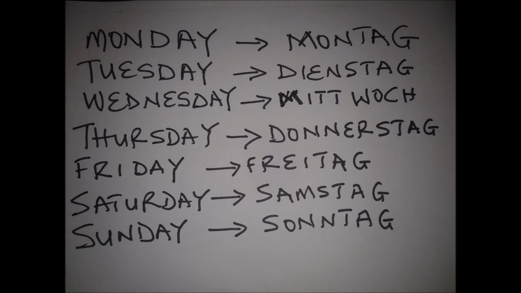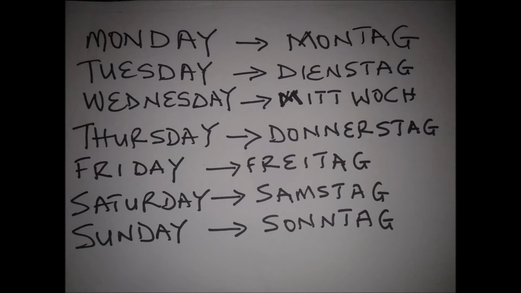The easy ones for you English speakers will be Monday, Friday, and Sunday. Monday is Montag, Friday is Freitag, Sunday is Sonntag. You will not have a problem. But let me start from Monday. Monday is Montag, Tuesday is Dienstag. Look at the spelling. Wednesday is a bit more difficult because there's no Tag. Wednesday is Mittwoch.